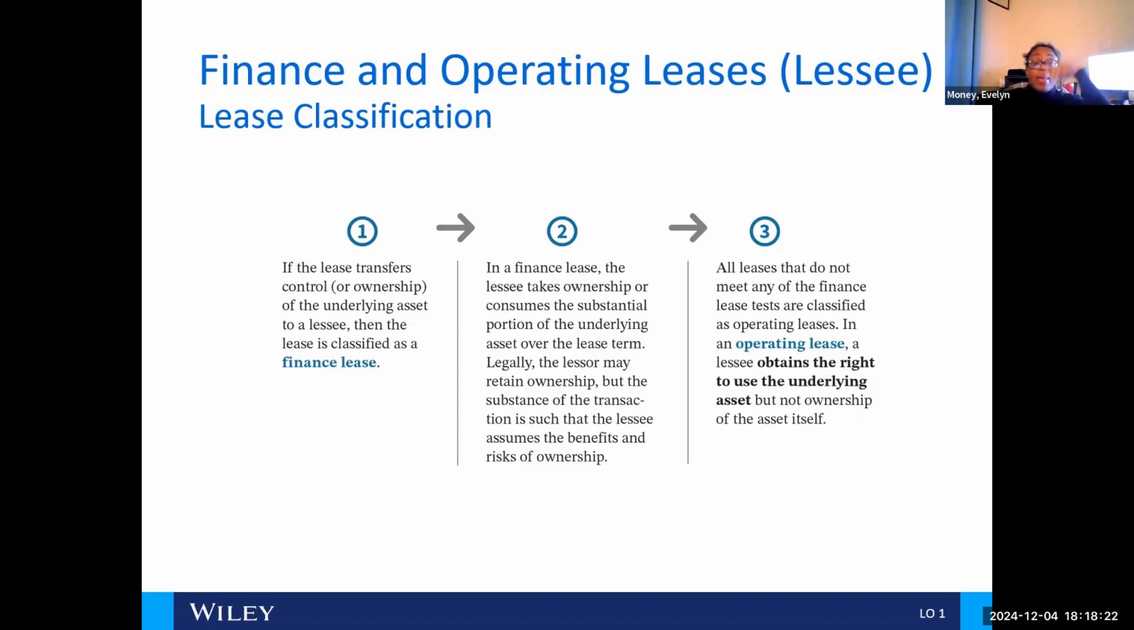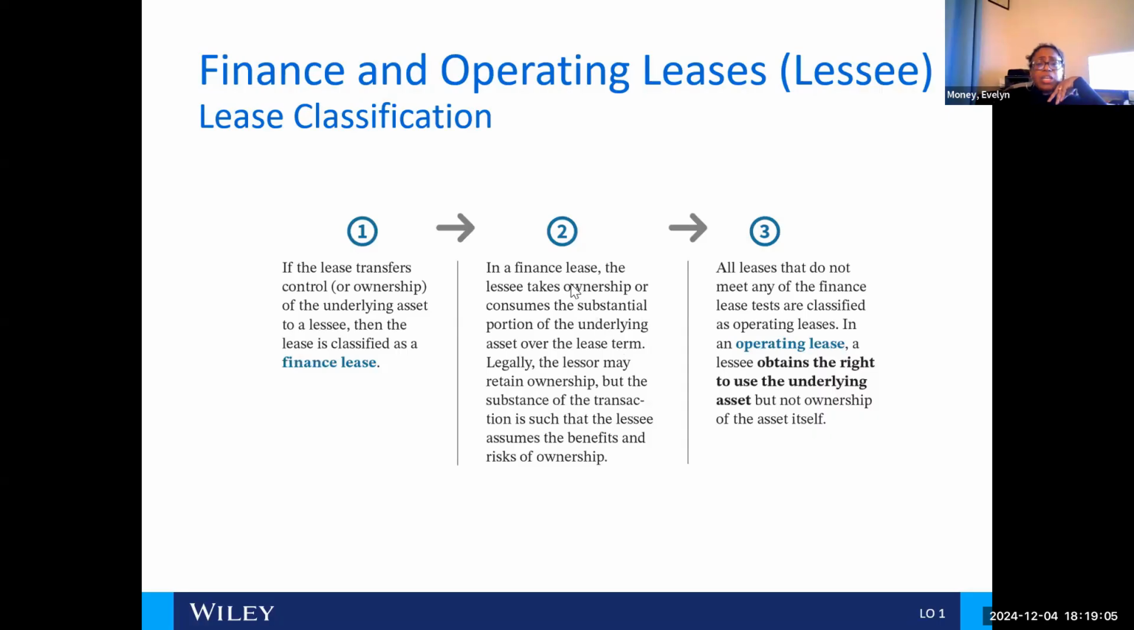One of the first tests that we have to meet is whether ownership or control is transferred to the lessee. If the lessee has total control of the asset as a result of the contract, then immediately it's a finance lease. Just like the example I gave you with leasing a car, you have control, you take ownership for that time. That is typically classified as a finance lease. But if you're renting an apartment, you don't get control of the entire apartment building. So that's more like an operating lease.